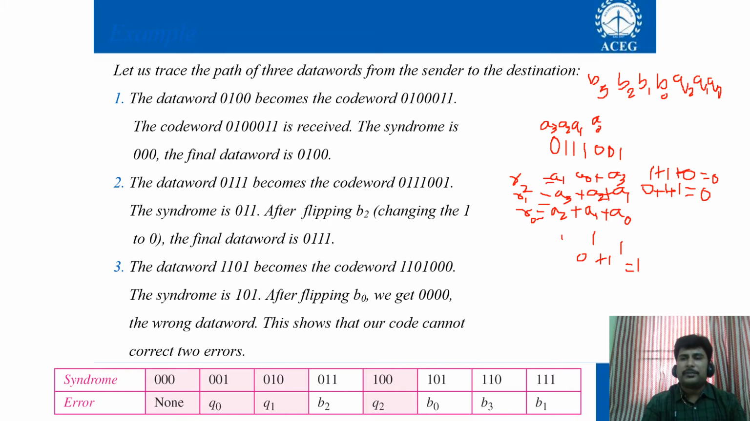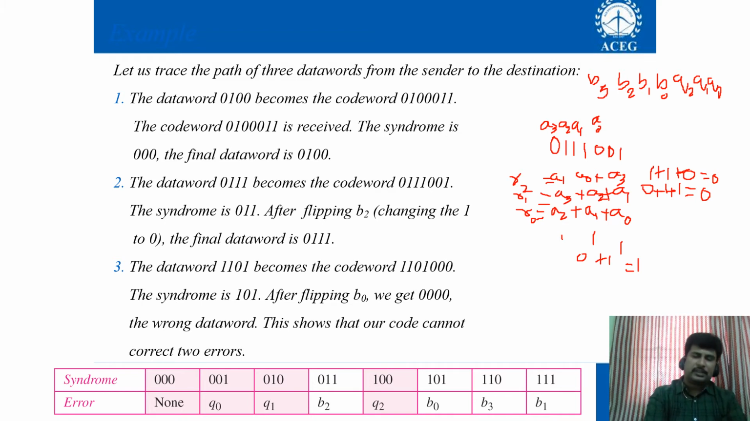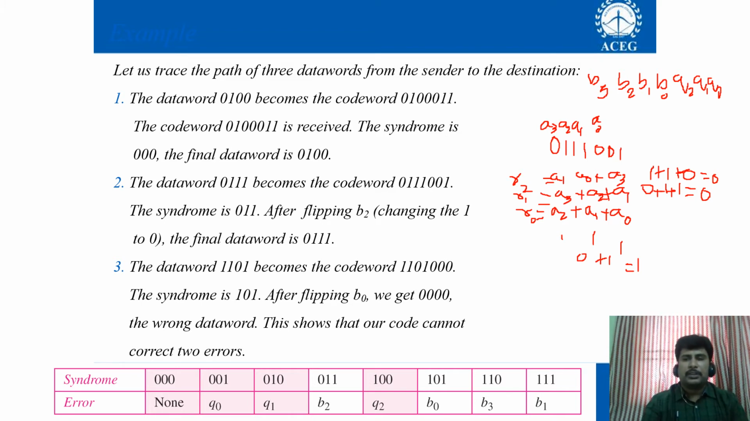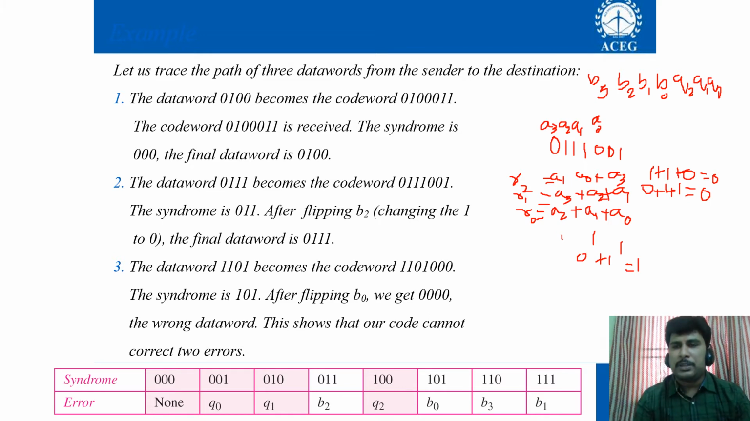Whenever you identify the position of the error, to correct the error the simple thing is to complement the existing value. For instance, if I got Q0 as 1, then to correct the error, replace it with 0. If Q0 is 0, replace it with its complement, 1. So depending on the syndrome value, for instance if the syndrome value I got is 101, the error was generated at position B0. Find that particular B0: if the bit was 1, replace it with 0, and if the bit was 0, replace it with 1.